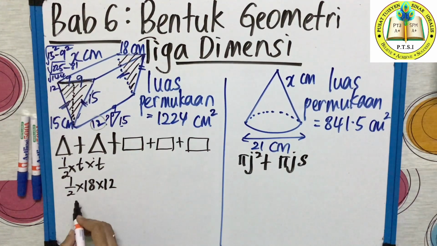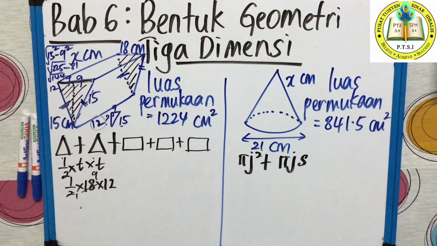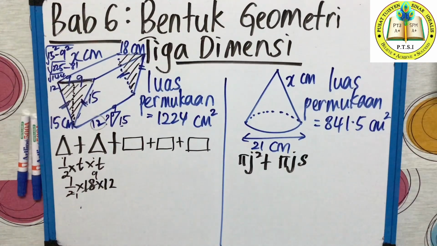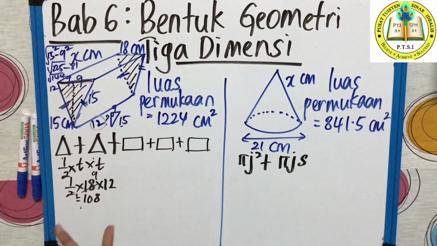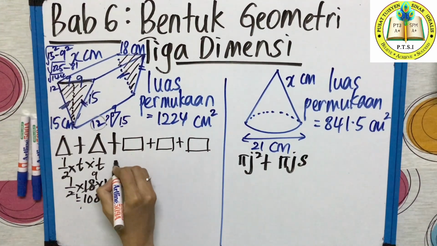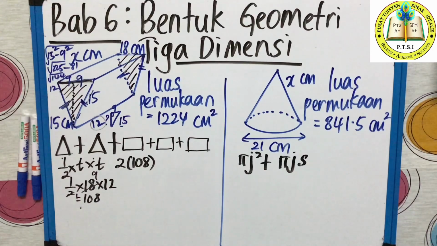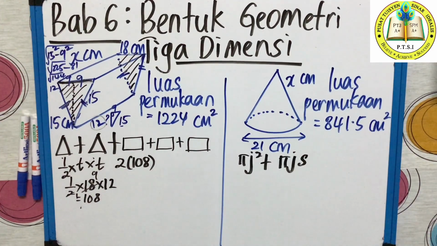You can do cutting method. So when you do cutting method, you get 9 times by 12, you get 108. So one triangle, satu segitiga ni 108. You have two triangle what? So you can put 2 kurungan 108 or 2 times 108 also can. So ini adalah formula untuk segitiga. Faham? So you already get 108. Now we go for rectangle.